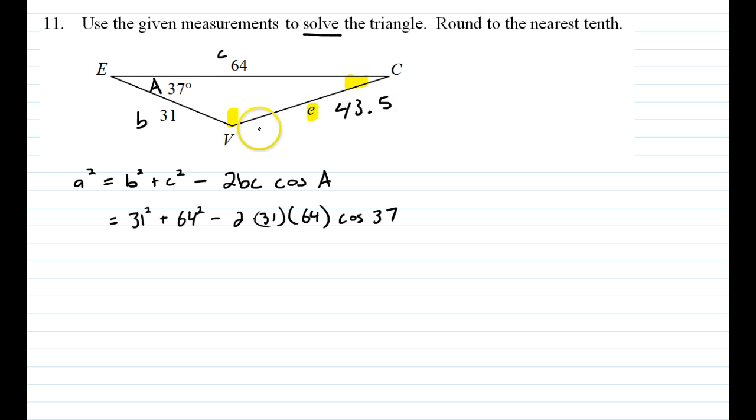And now that makes sense in the triangle. So now we got to find one of the angles. And to do that, we're going to use the law of sines. So let's do the sine of 37. The side opposite the 37 is the 43.5.